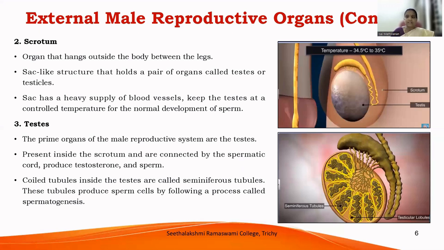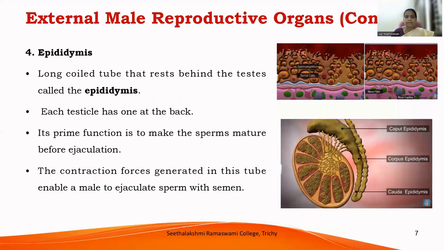And the third one is the testis. The testis is the primary organ of the male reproductive system. It is present inside the scrotum. Inside the testis, there are numerous coil-like structures called seminiferous tubules. These tubules produce sperm with the help of the process called spermatogenesis.